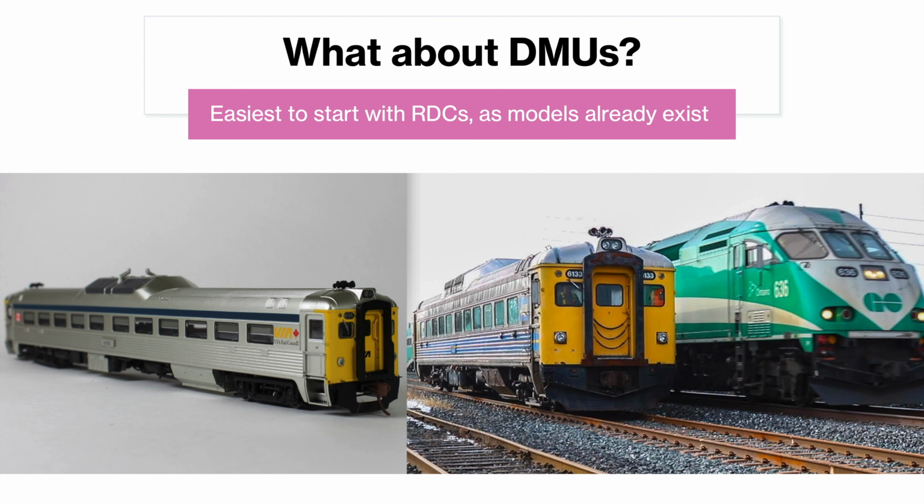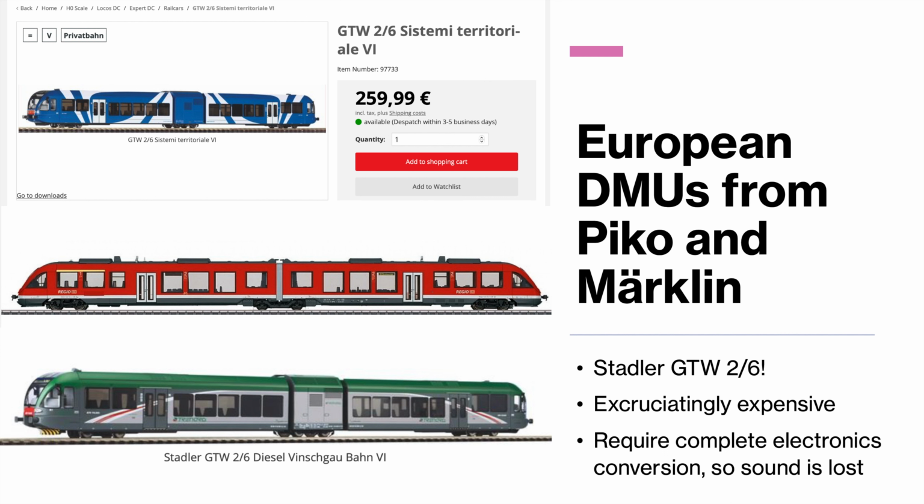Now, what about DMUs? Obviously, they're the easiest to start because they often begin with RDCs, and models of RDCs already exist, so it would be very, very easy to use this as a system. There are also various European models from multiple manufacturers. I think Pico seen here in the middle, and then Märklin seen at the top and bottom.